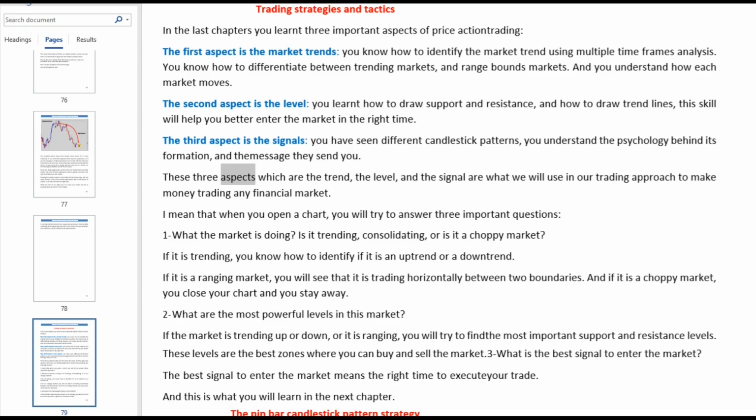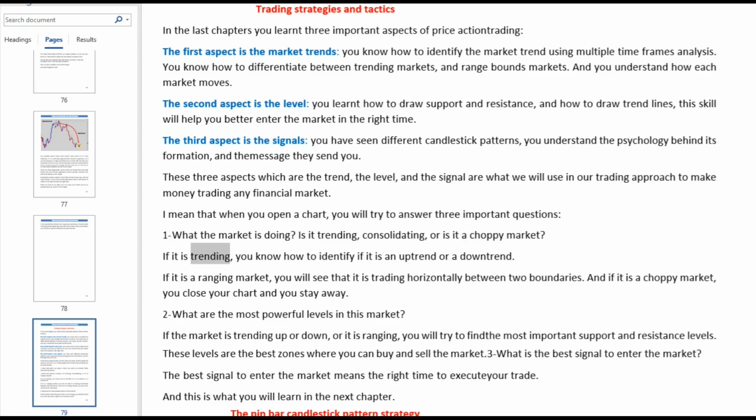These three aspects, which are the trend, the level, and the signal, are what we will use in our trading approach to make money trading any financial market. I mean that when you open a chart, you will try to answer three important questions. One, what is the market doing? Is it trending, consolidating, or is it a choppy market?